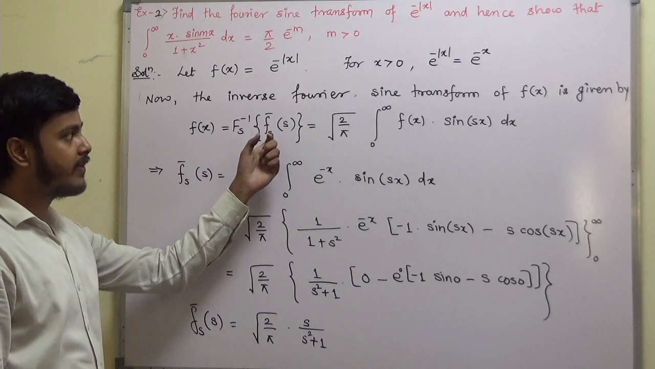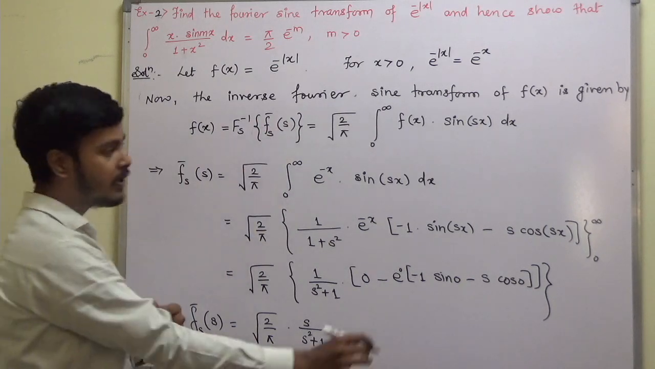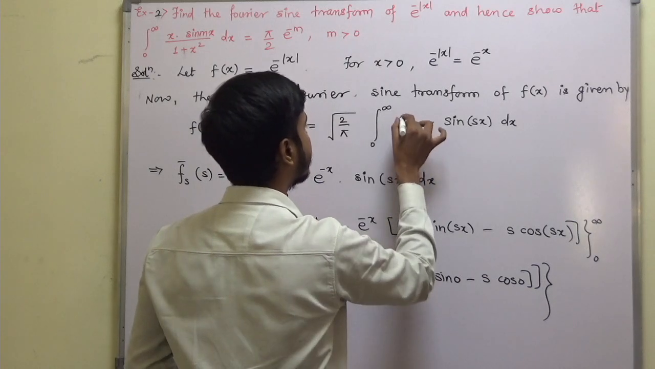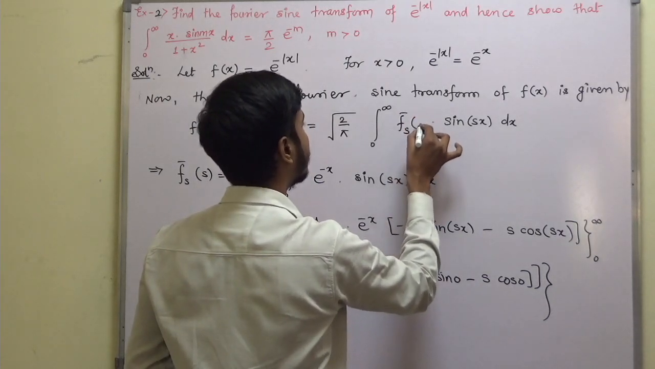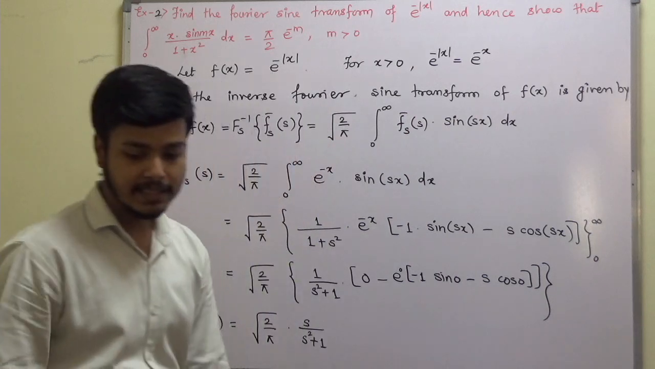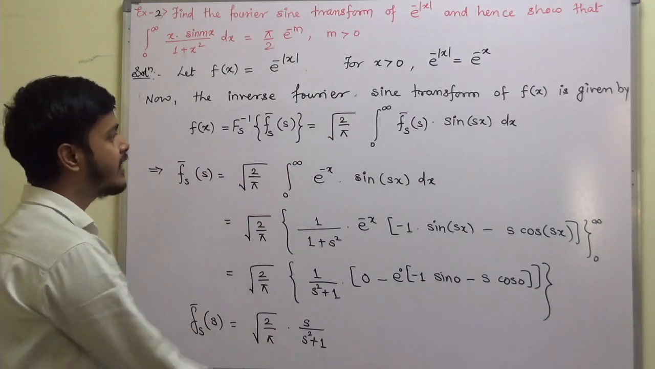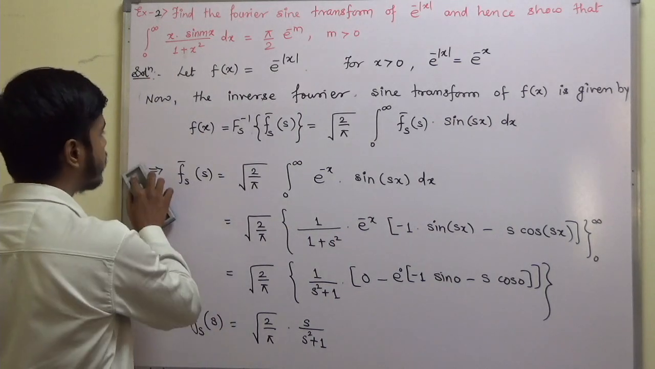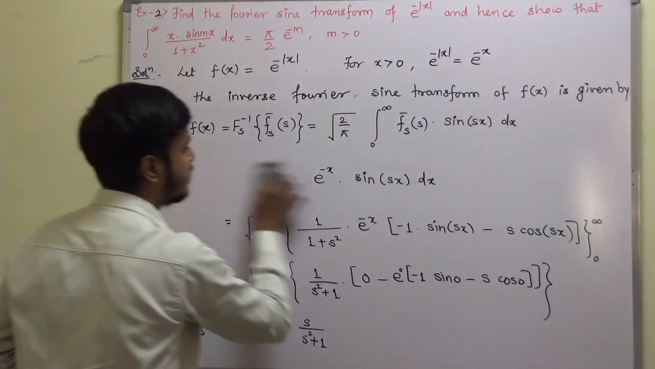Fs inverse of Fs bar of s is equal to integral 0 to infinity, it should be Fs bar of s into sine sx ds. Okay, now we have the value of this, so just substitute there. So okay, let me rub this now.